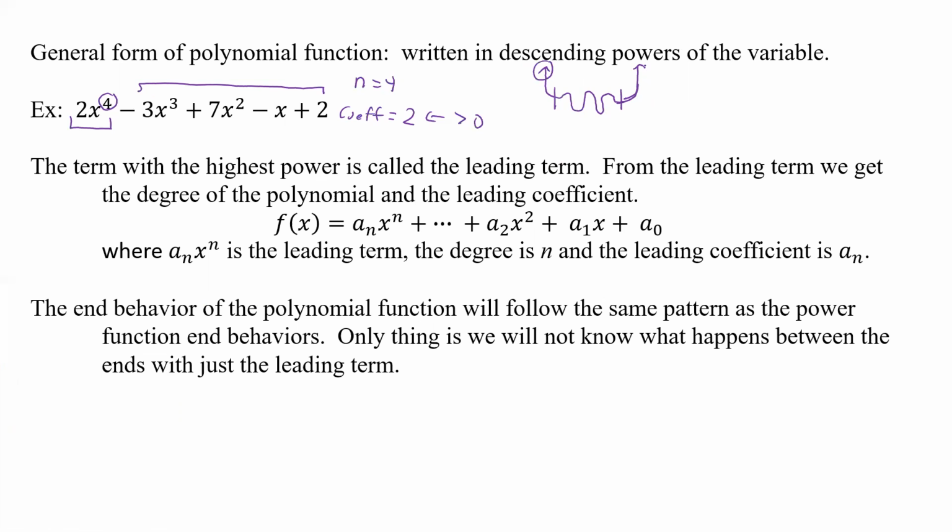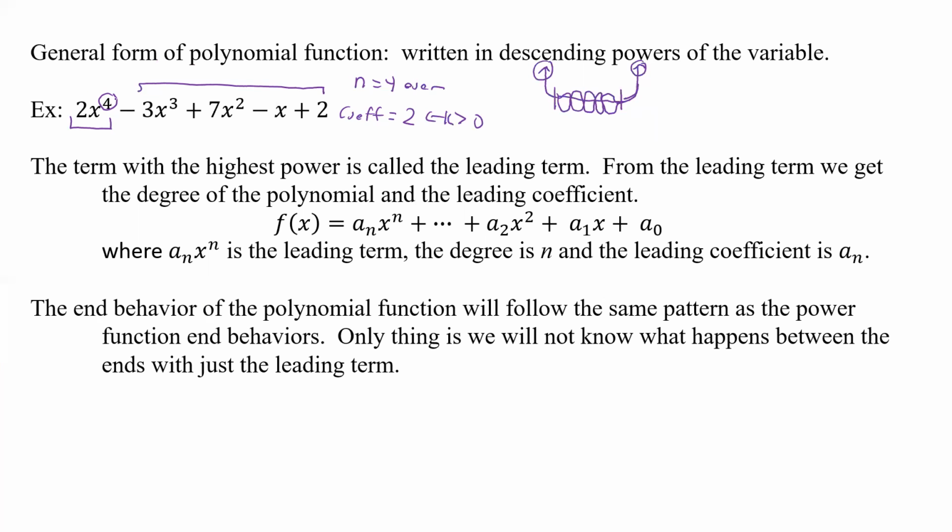We know it's going to go up and it's going to go up because we have n is even and our k is greater than 0. So that's our end behavior. So we can do that. Now, that says here, the end behavior of the polynomial function will follow the same pattern as the power function in behaviors. The only thing we do not know is, again, what happens between the ends, just that leading term, okay? And that's what I'm saying here. Anything could happen here. Maybe, it's just a straight line. Maybe it comes down first and then up. We just don't know what's going on in here at this point.